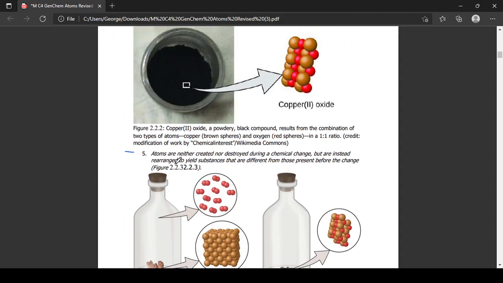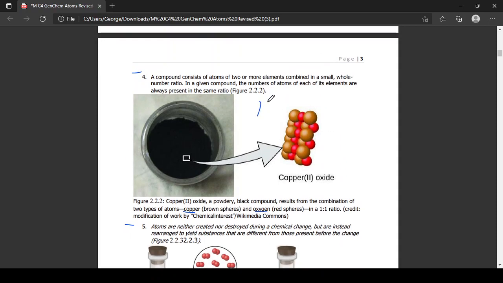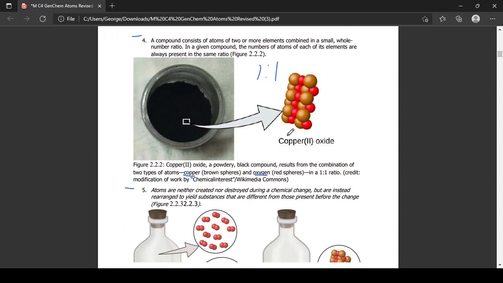So look at figure 2.2. Your copper oxide, a powdery black compound, results from the combination of two types of atoms. Which two atoms are these? It is your copper and oxygen, in a 1-to-1 ratio. And that is how our powdery black compound, which is the combination of copper and oxygen, is your copper oxide.